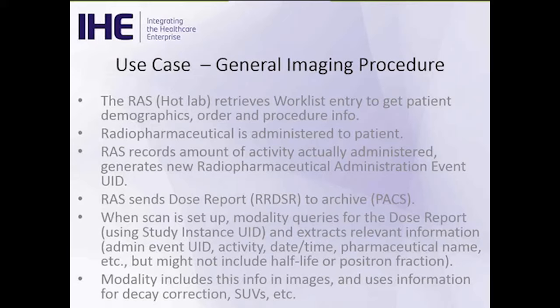Okay. So the general imaging procedure, the one we're going to cover, is a typical workflow for nuclear medicine where the patient enters the department. Patient demographics have already been entered into the HIS-RIS. That patient's found. Radiopharmaceutical is administered to the patient. The RAS reports the activity, like it says. Then usually the patient has what we call uptake time, where the radiopharmaceutical flows through the body. This typically is around 40 minutes before they're actually brought to the scanner.